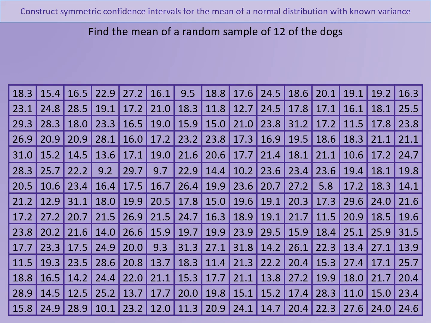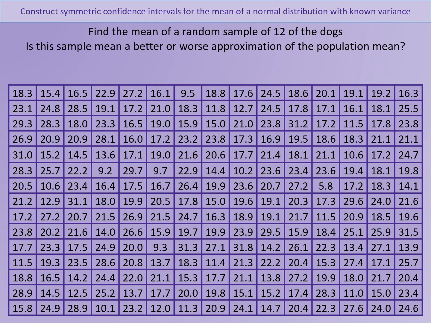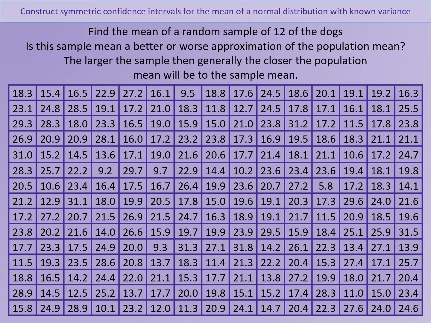Now pause the slide again, and this time take a random sample of 12 dogs from the data. Find the mean of these 12 weights by adding them up and dividing by 12. You should have got a slightly different sample mean this time. Is this sample mean a better or worse approximation of the population mean compared to the sample of 6 that you initially took? You'd expect that this larger sample would give you a better approximation.